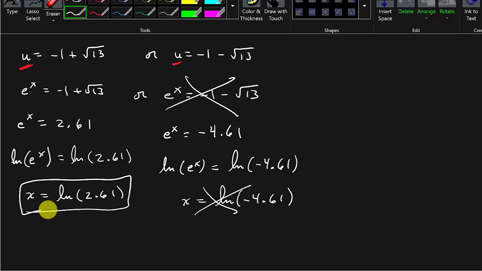And I don't know, your teacher might want you to punch that into your calculator since it didn't factor and it's a decimal there. So you would actually get x equals 0.9594. There's more decimals. I just rounded it.